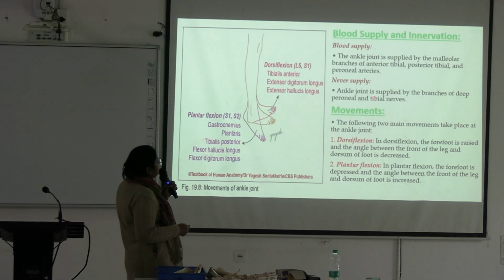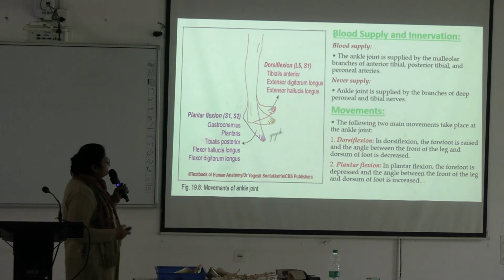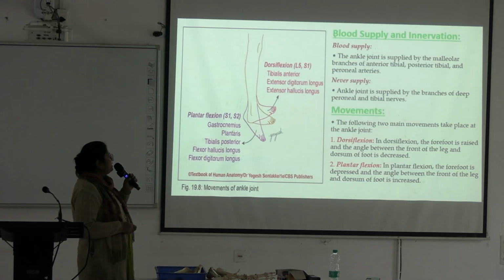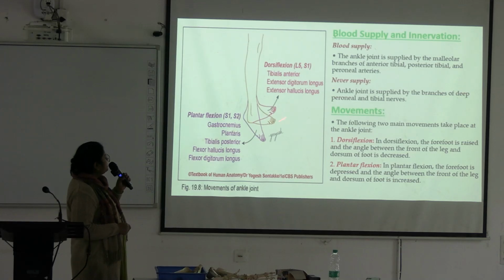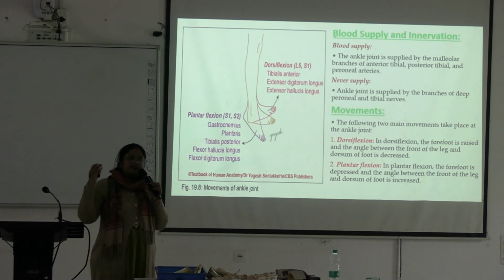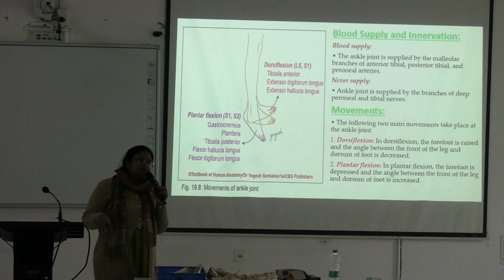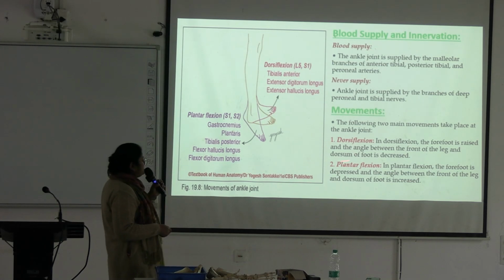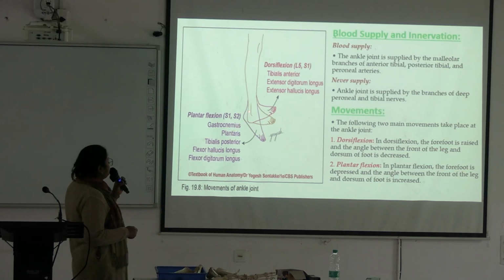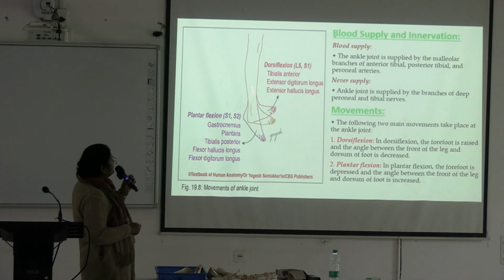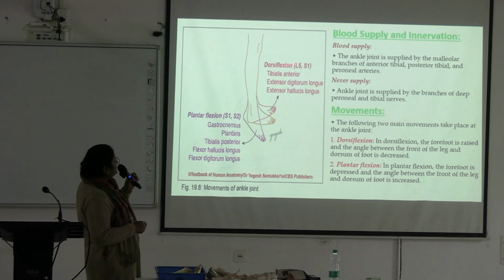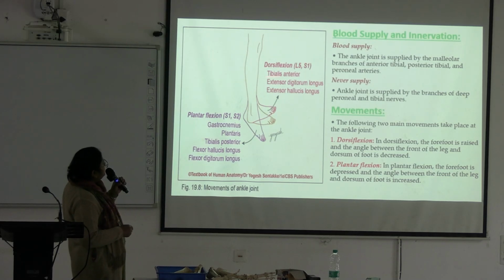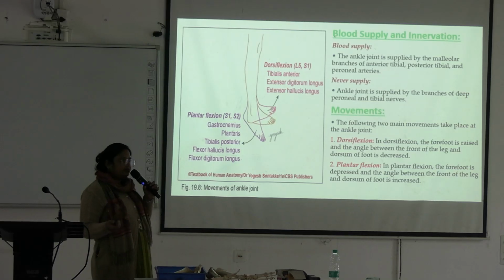Next, we are going to the different movements. Only two main movements take place at this ankle joint. This is dorsiflexion, going towards the leg, and away from the leg is plantarflexion. In dorsiflexion, the forefoot is raised and the angle between the front of the leg and the dorsum of the foot is decreased. This is done by tibialis anterior, extensor digitorum longus, and extensor hallucis longus.